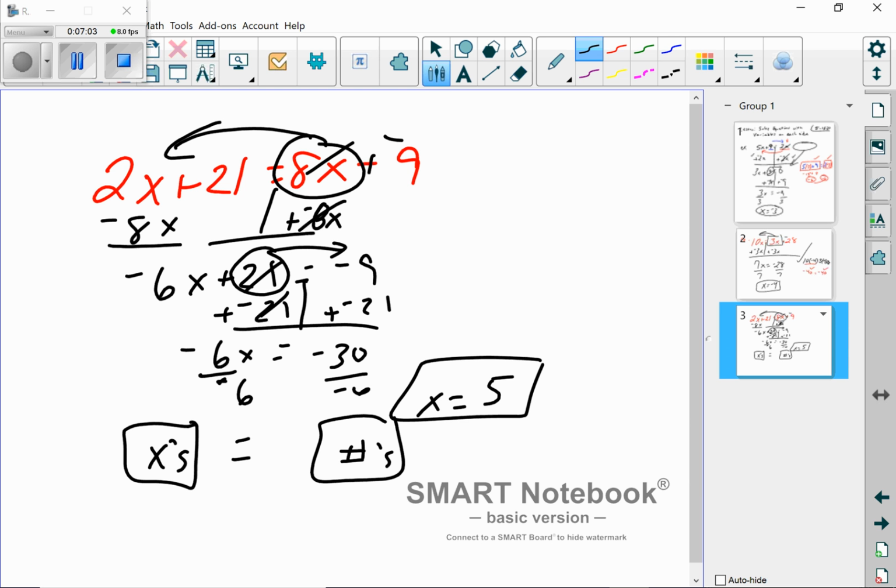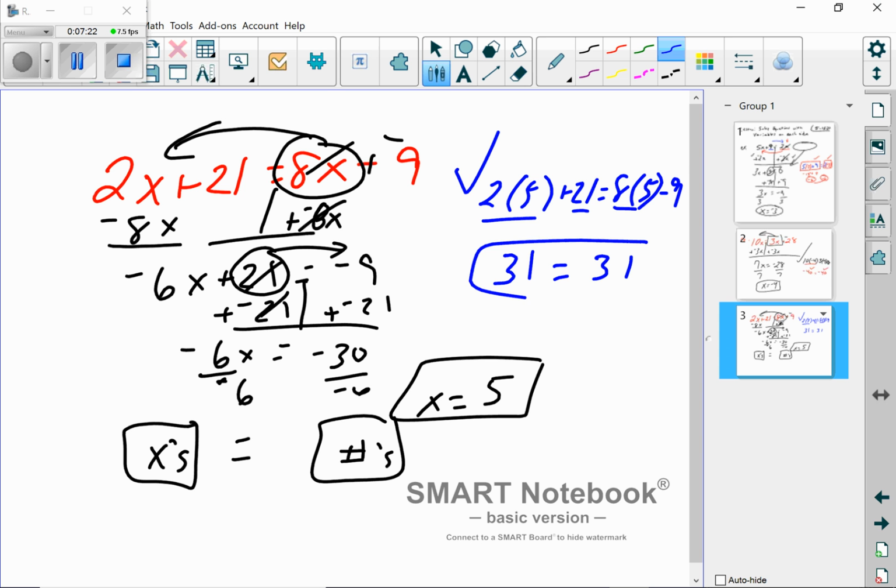All right. The check on this problem: if I check it, it's 2 times 5 plus 21 equals 8 times 5 minus 9. Well, this is 10 plus 21 is 31. This is 40 minus 9 is 31. So as long as you check your math, you're good.